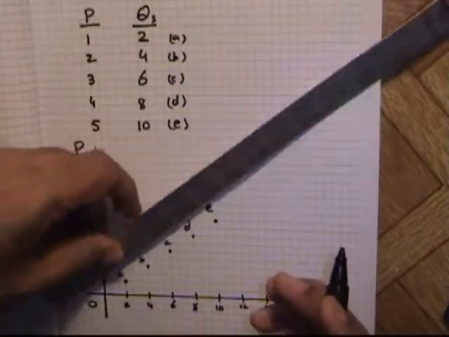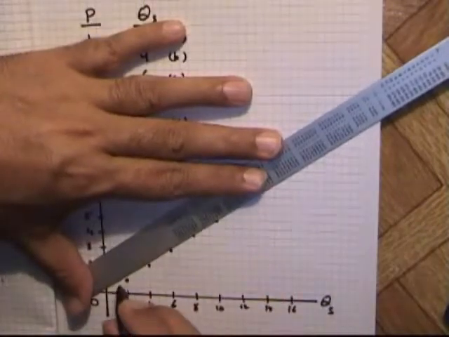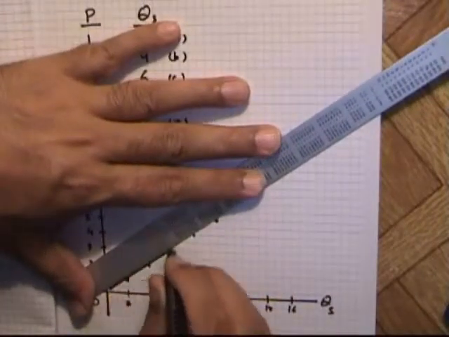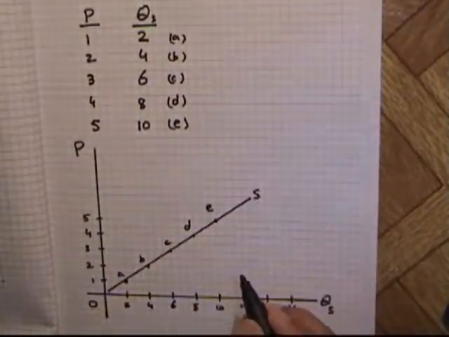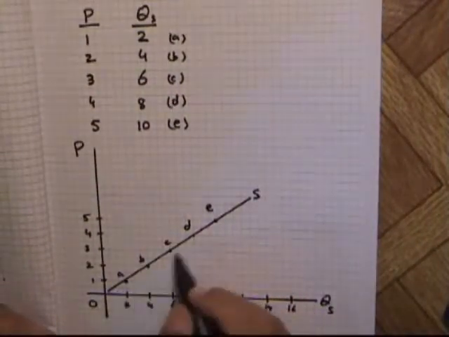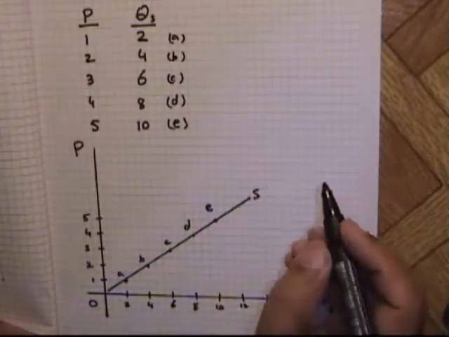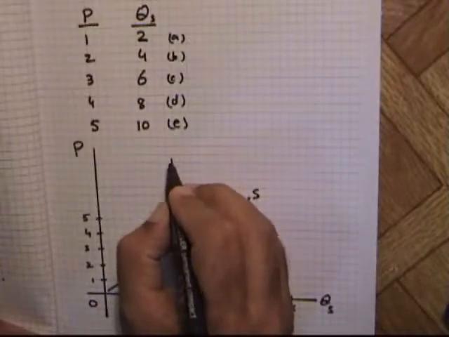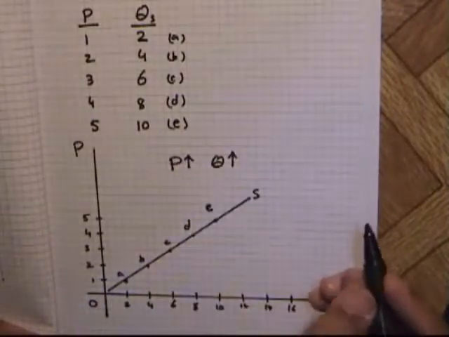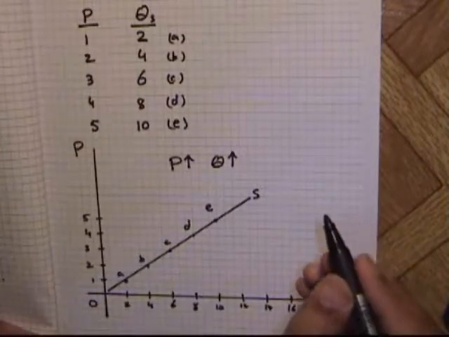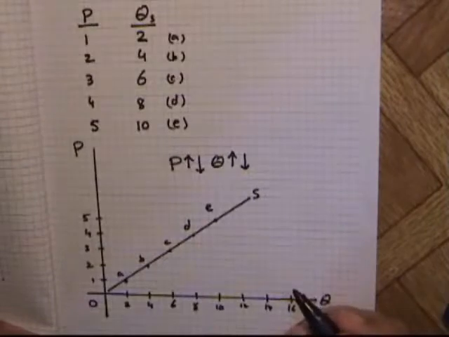If we join these points, we get a supply curve S. This supply curve shows the direct relationship between prices and quantity supplied. Direct relationship means whenever there is an increase in price level, there will be a resultant increase in quantity supplied. And if there is a decrease in price level, quantity supplied will also decrease.